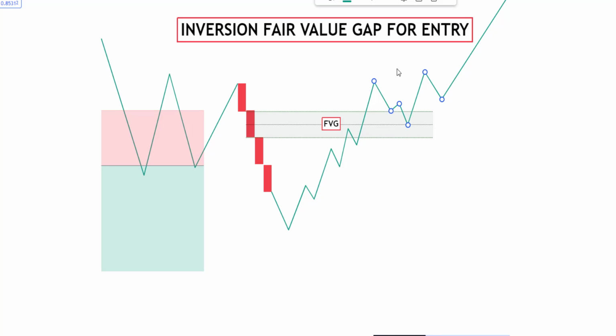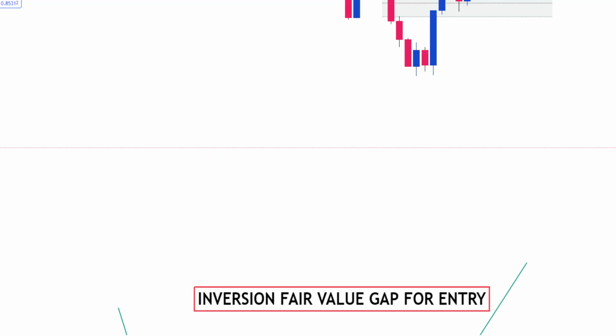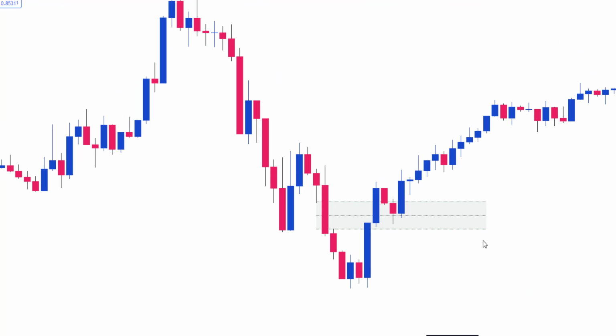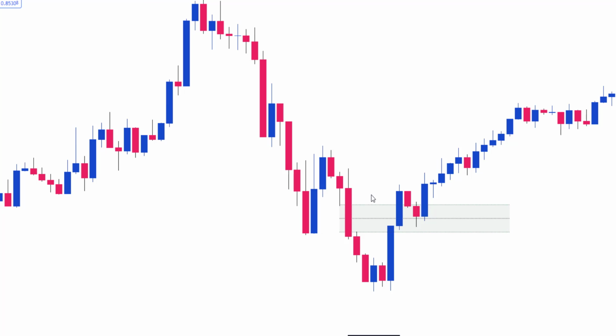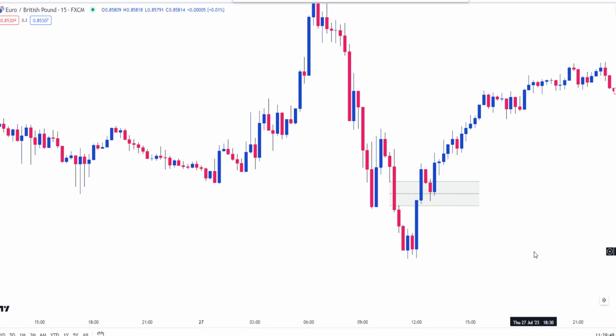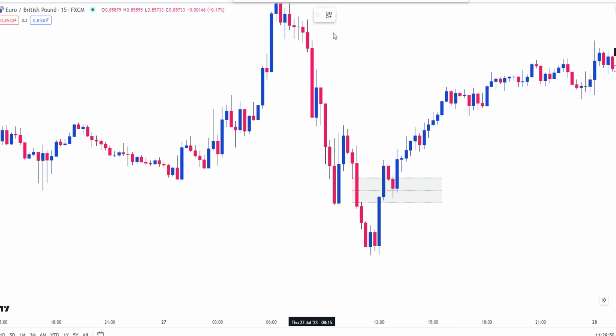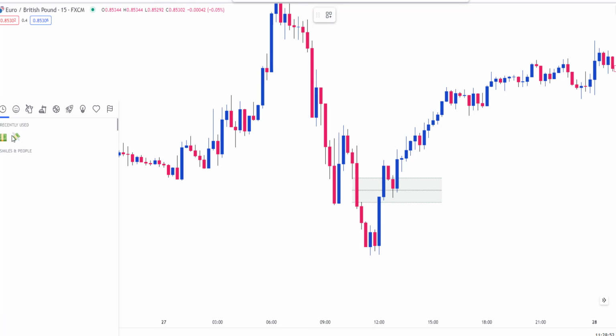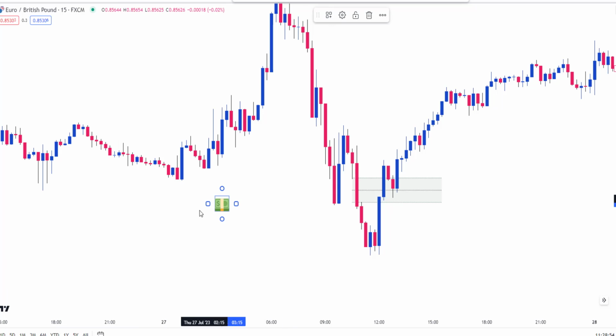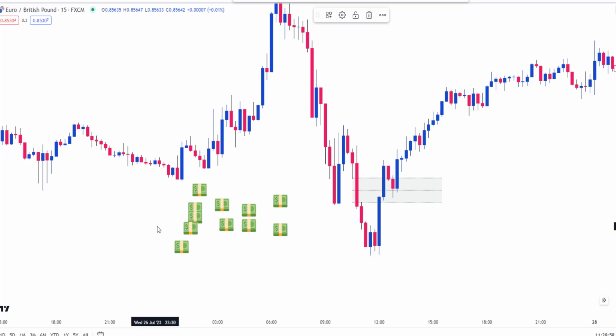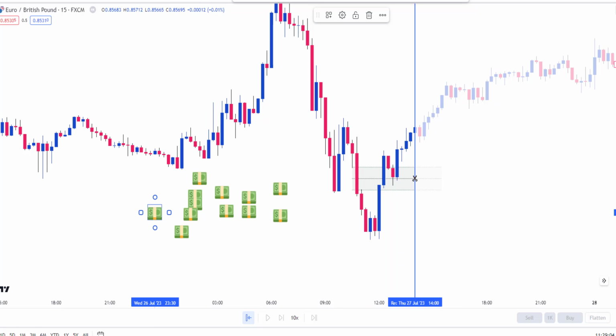So let me go to the chart and show you some of the places you can see an inversion fair value gap. I've actually marked some right here. So look at this. Price actually reached out to this area, and we can see it fetching liquidity right below here. Liquidity is money. So all this place is filled with money, and price has actually reached out to all the liquidity here. Now, ideally, if you're trading this kind of concept, let me show you what happens.